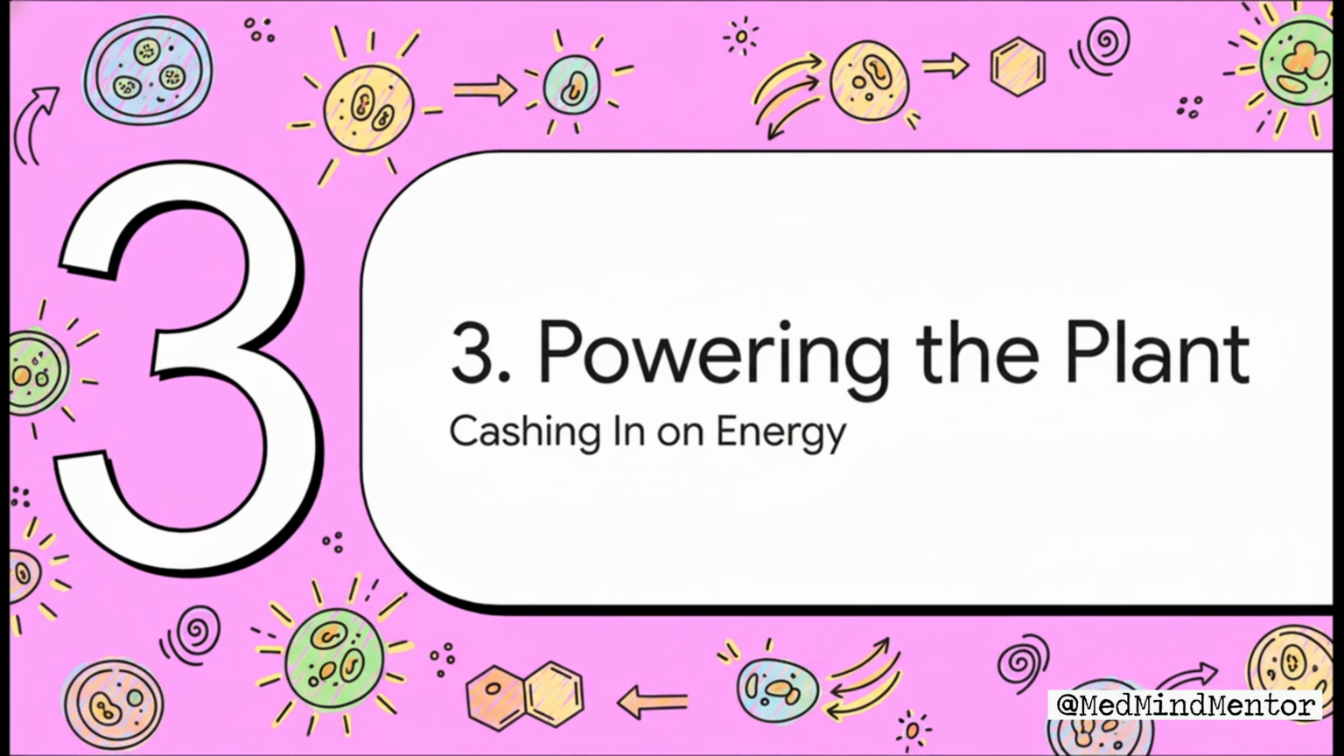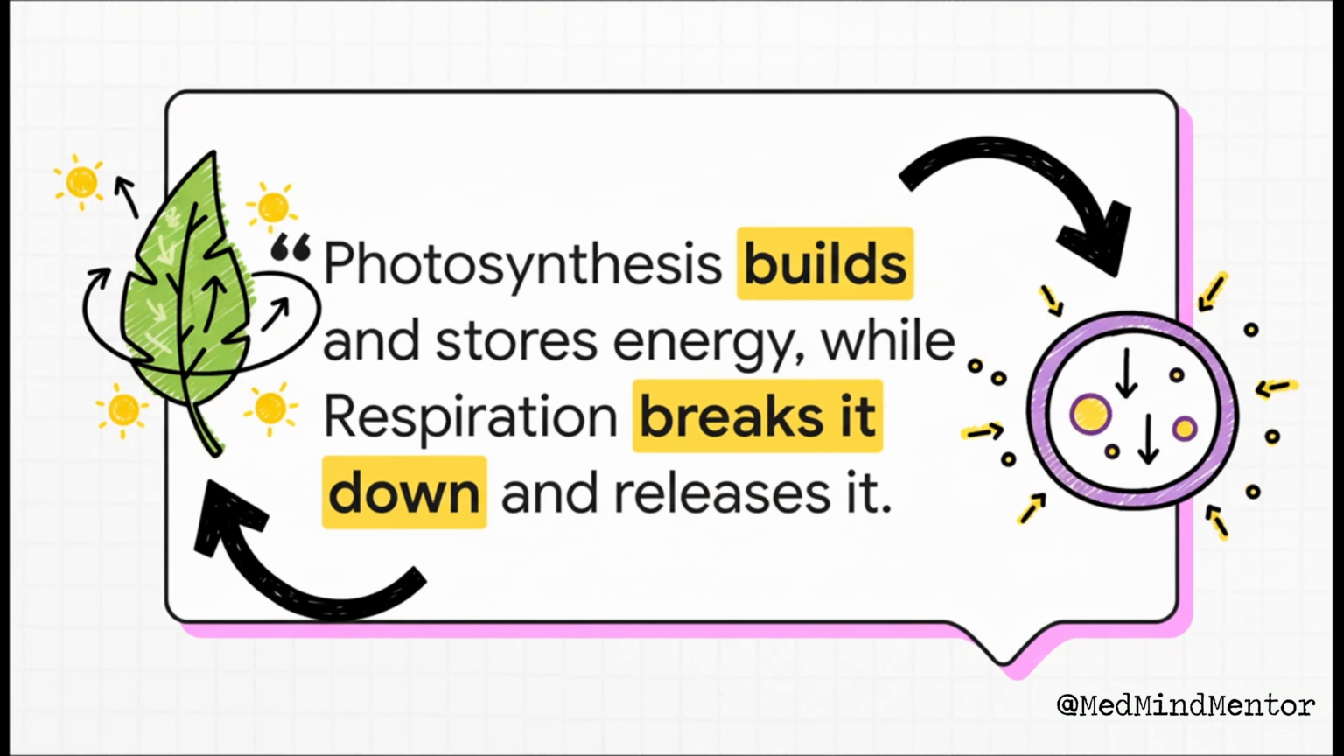All right, so the plant has made its sugar, but sugar is just stored energy, right? Now it needs to cash in on that energy to power all its cells, and this is where respiration comes into play. You know what's really cool is this beautiful symmetry you see in nature. The overall process of cellular respiration is the exact reverse of photosynthesis. One builds up and stores energy in sugar, the other breaks that sugar down to release that energy.